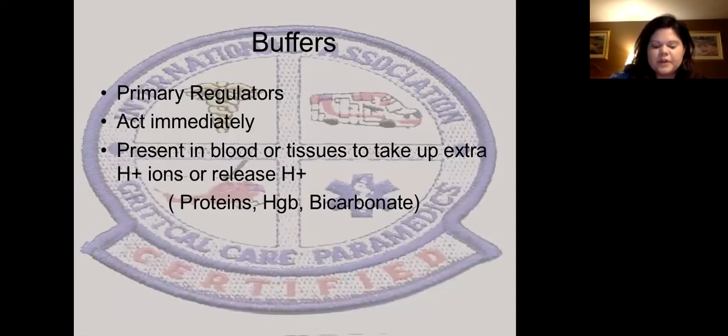You have various buffers, which are your primary. They act immediately. They're going to be present in the blood or tissue to take up extra hydrogen ions or release them. Some examples are your proteins and your bicarb. Like buffer system, and then you have your protein, and they're just a little bit more slow.